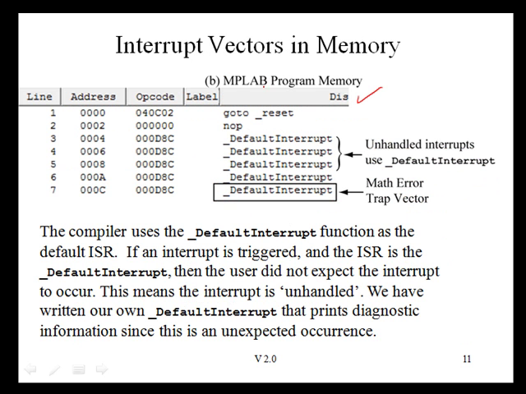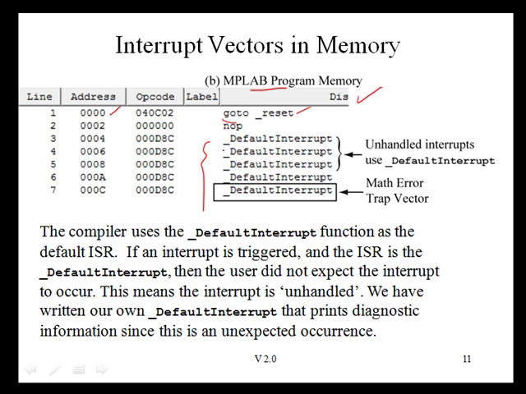This shows a screenshot of MPLAB program memory beginning at location 0. Remember, this location is reserved for the first instruction that's going to be executed after power up or processor reset, and an instruction is going to be placed here by the compiler that says go to _reset, which is going to be the entry point for the C runtime code.